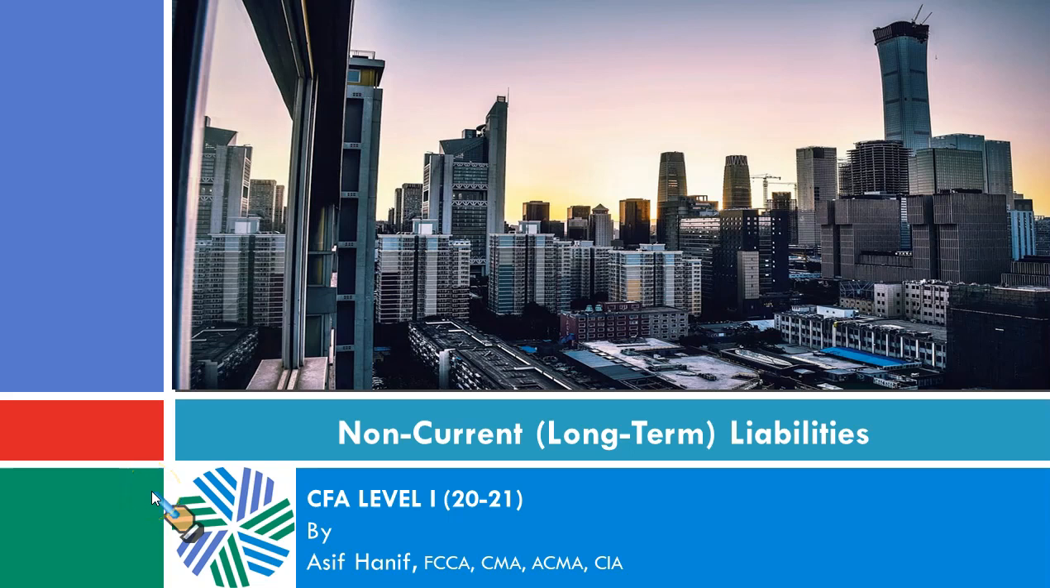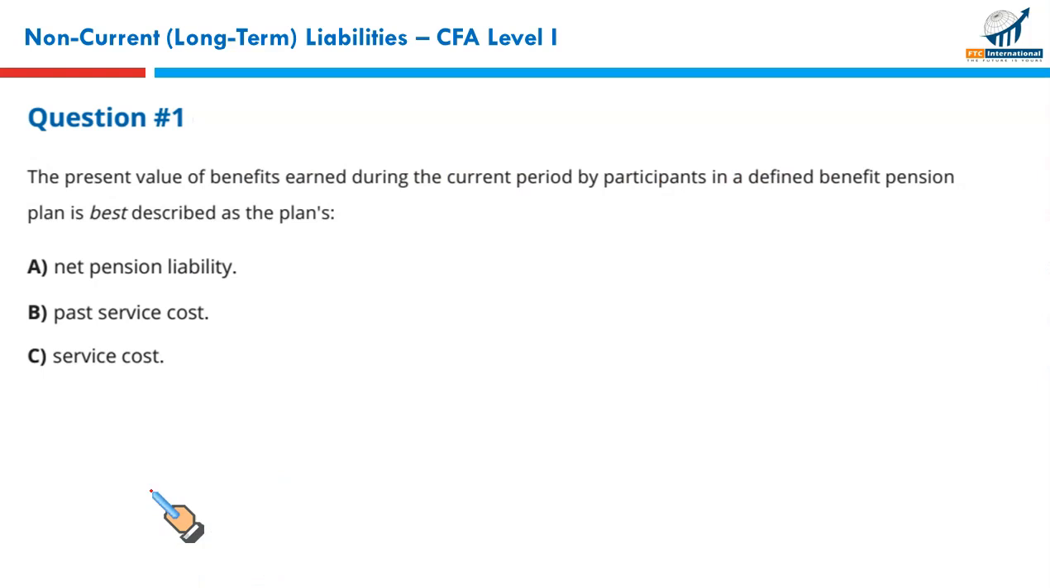Our next reading is non-current liabilities or long-term liabilities. There are about 50 plus questions in this reading. The first question: the present value of benefits earned during the current period by the participants in a defined benefit pension plan is best described as what?